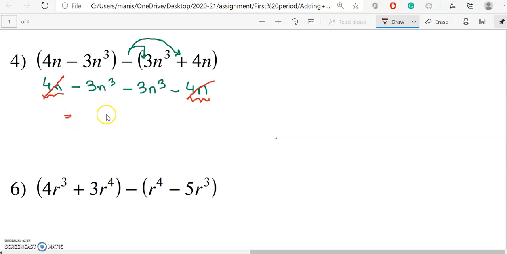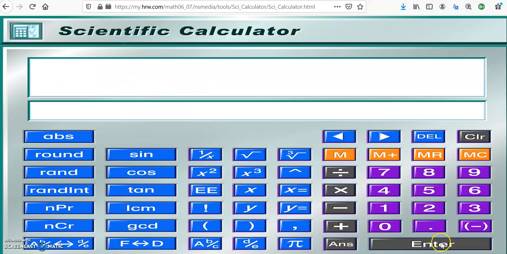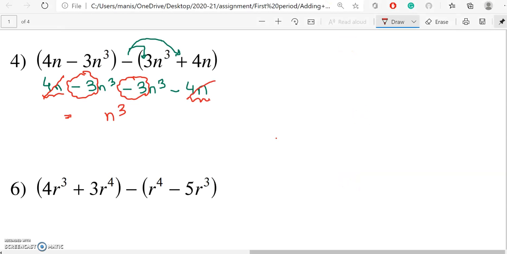So I'll bring down this n to the power 3. Now, I don't know what to do with negative 3 and minus 3 over here, so in this situation I will use my calculator. Let's bring our calculator over here. It says negative 3. You will use this one. This is a negative sign, and this is a minus sign. So let's click negative 3 minus 3. I think something happened with the calculator.